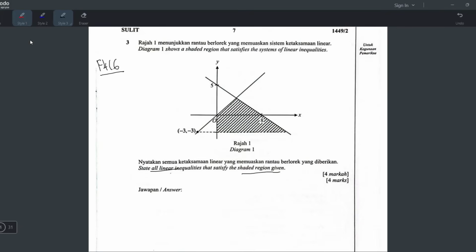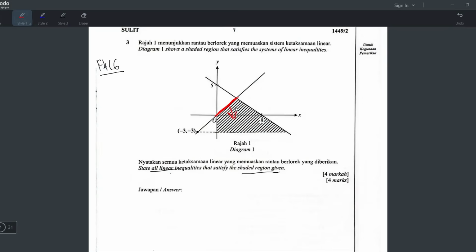So how come I know there's 4? Because if you look at the shaded region, it's surrounded by how many lines? 1, 2, 3, 4, right? It's surrounded by 4 lines. And also if you look at the marks, it's 4 marks, right? So 1 mark for one inequality lah. So when they say state all inequalities, that means state all 4. There are 4 inequalities. All right. The first one, let's say this line. Later you have to write smaller or bigger.